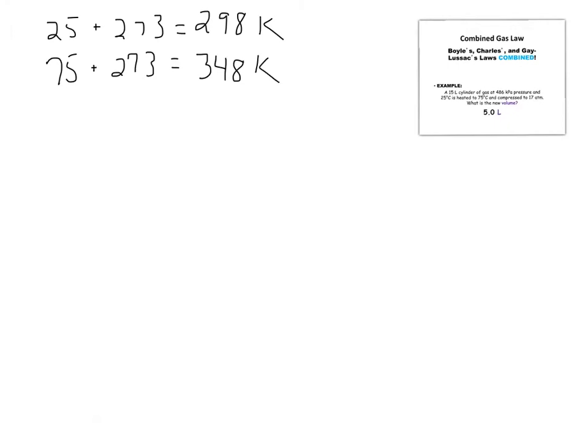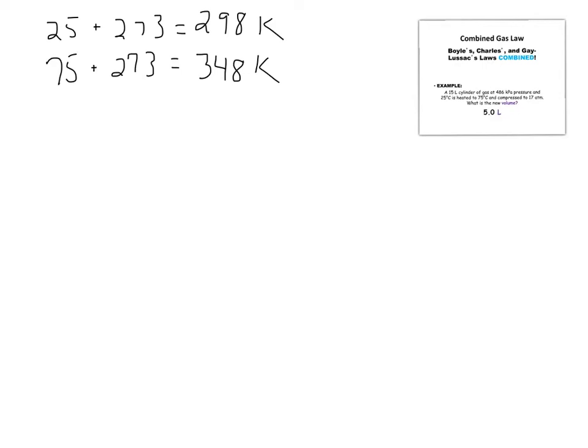So 25 plus 273 is equal to 298 Kelvin. That would be my starting temperature. And then it says that it's heated to 75 degrees Celsius. So 75 plus 273 is equal to 348 Kelvin. Again, degrees Celsius plus 273 will give you the temperature in Kelvin. But I also have one more conversion here.